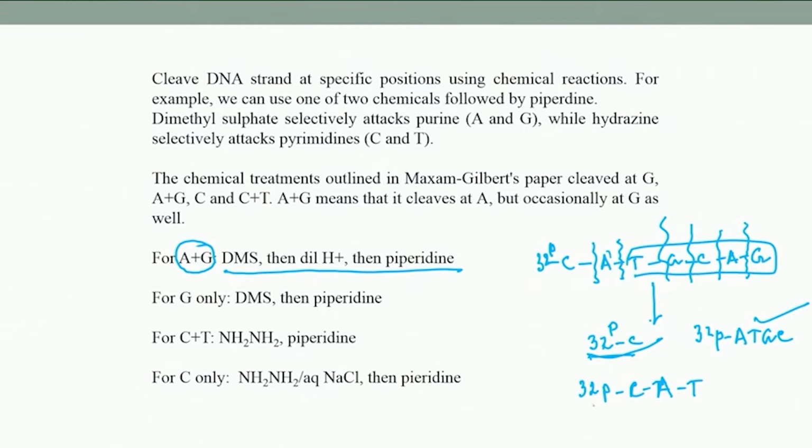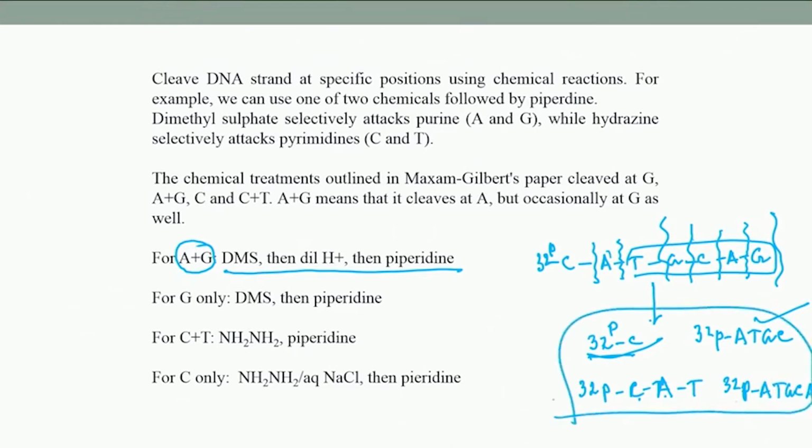What will show up is this piece, 32P, then C A T. Both sides of G are cleaved, but there is another G here. So, both sides of G are cleaved, and you will get 32P and then A, T, G, C, A. So, these are the 4 pieces that you will get if you adopt this condition.